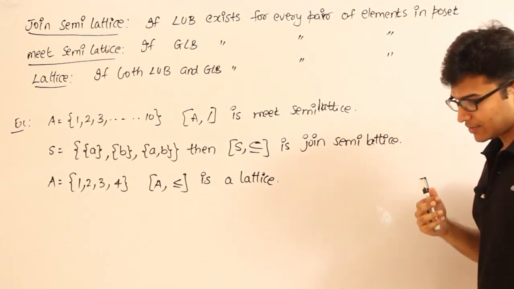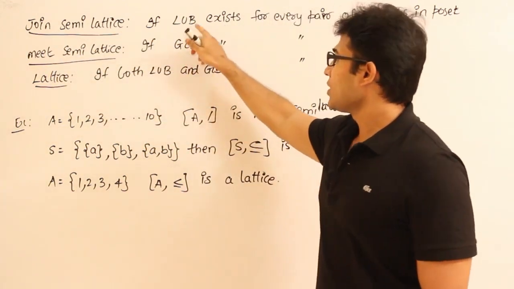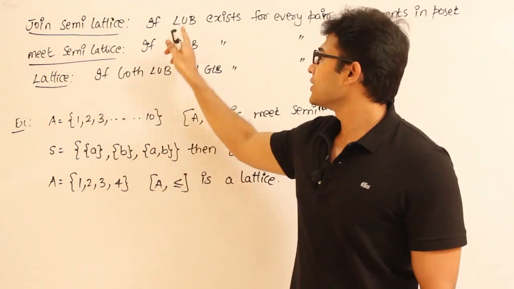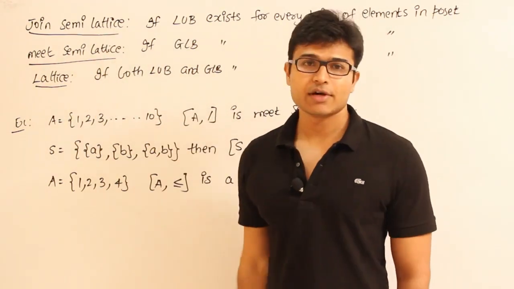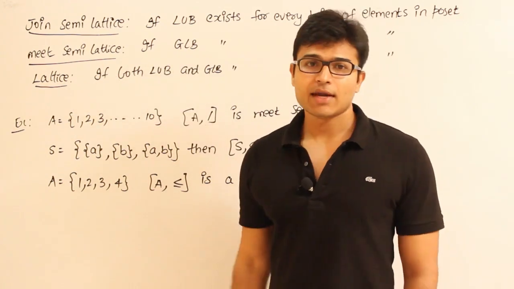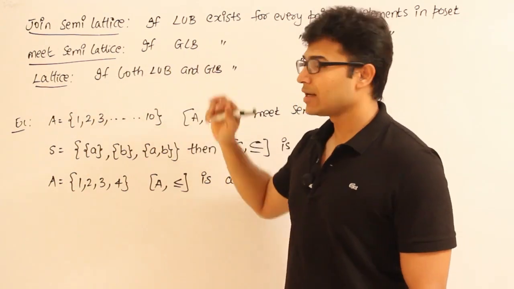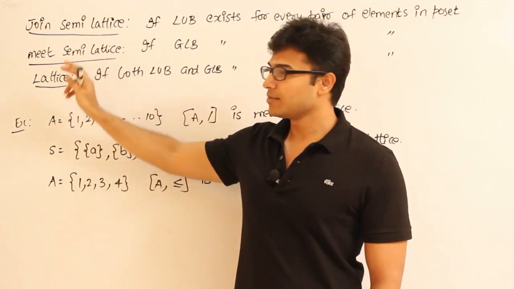How to remember this: we know that join is also called the least upper bound. That is why if the least upper bound exists for every pair of elements, then it is called a join semi-lattice. And we know that the greatest lower bound is also called meet. That is why if the greatest lower bound exists for every pair of elements, then it is called a meet semi-lattice.